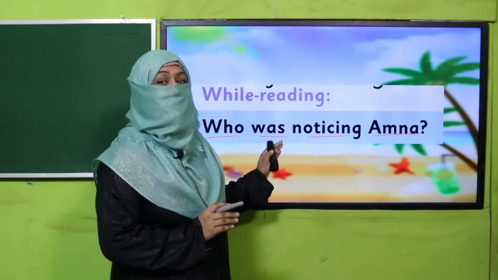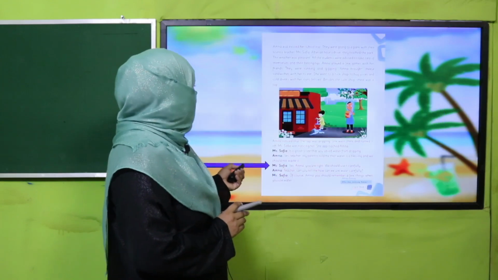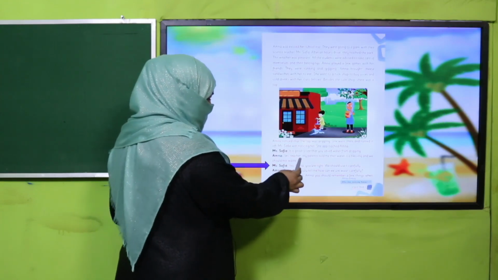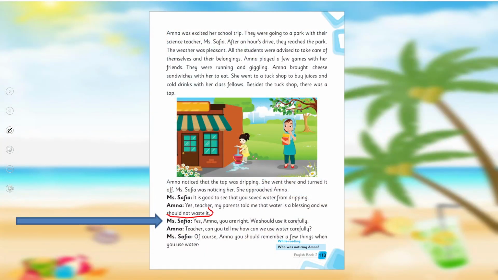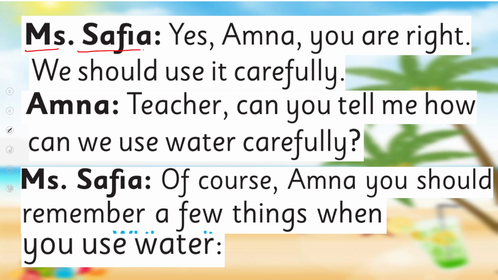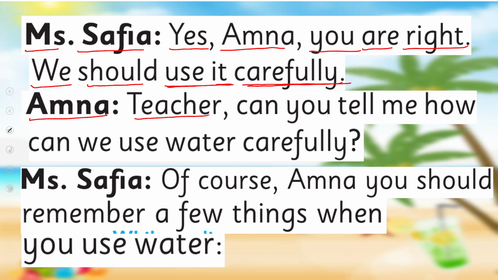Miss Safia, their science teacher. All right. So Amina was telling her teacher that my parents told me we should not waste water. What happened next? What did Miss Safia say? Here we go. Miss Safia: Yes, Amina, you are right. We should use it carefully. We should use water carefully. Amina: Teacher, can you tell me how can we use water carefully?